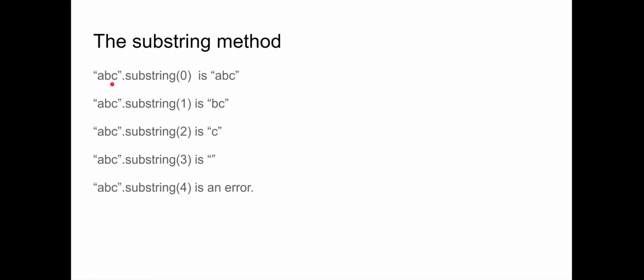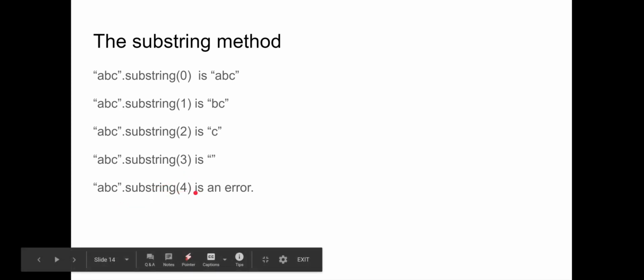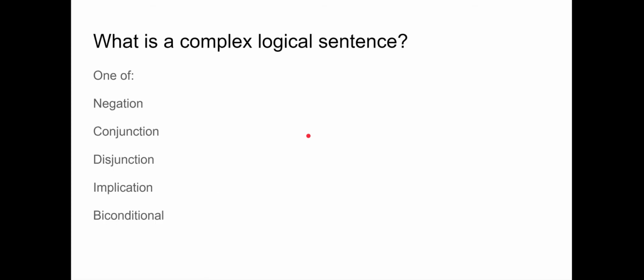If I do abc.substring(0), that gives me abc. If I do abc.substring(1), that gives me bc, skipping the string of length 1 at the beginning. If I do abc.substring(2), I skip the first 2. If I do abc.substring(3), I skip the first 3. If I do abc.substring(4), then I'm going to get an error. So it's worth understanding how the substring method works.